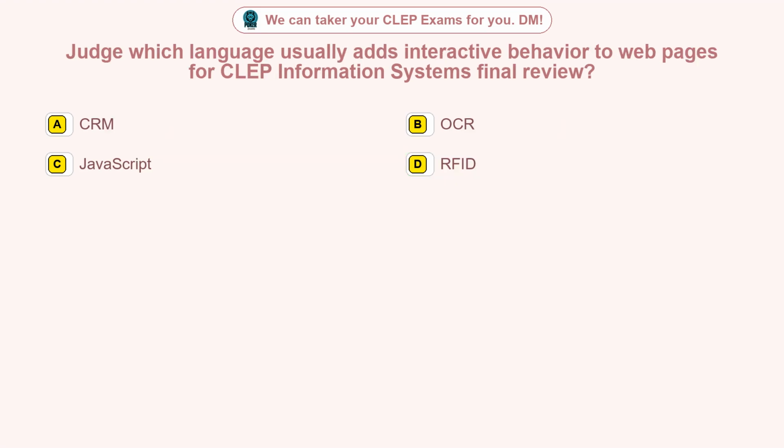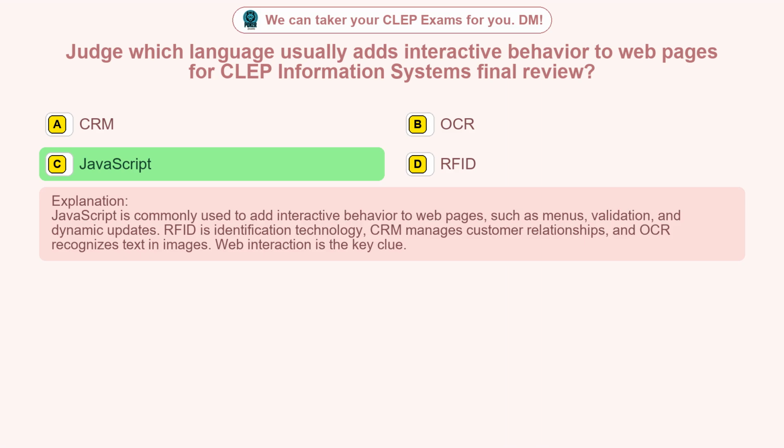Question 36. Judge which language usually adds interactive behavior to web pages for CLEP Information Systems final review. Option A. CRM. Option B. OCR. Option C. JavaScript. Option D. RFID. The correct answer is option C. JavaScript. JavaScript is commonly used to add interactive behavior to web pages, such as menus, validation, and dynamic updates. RFID is identification technology, CRM manages customer relationships, and OCR recognizes text and images. Web interaction is the key clue.